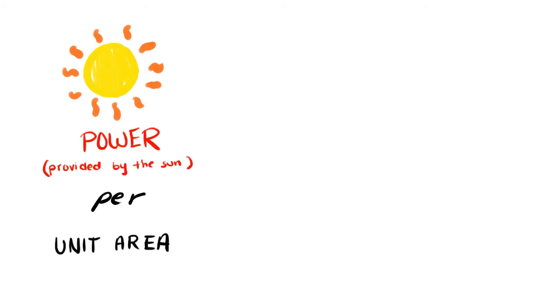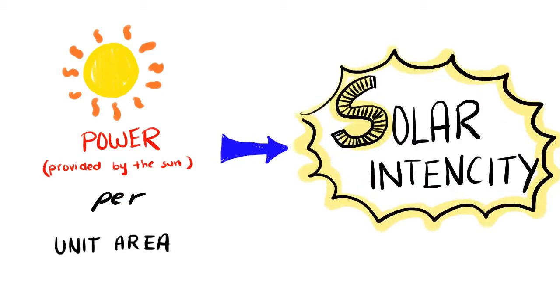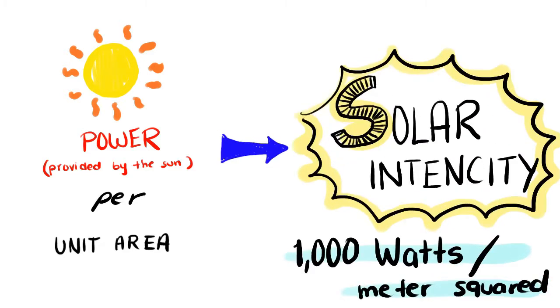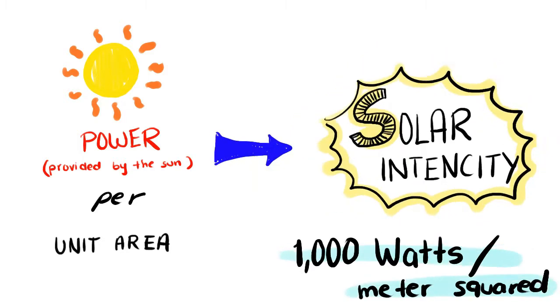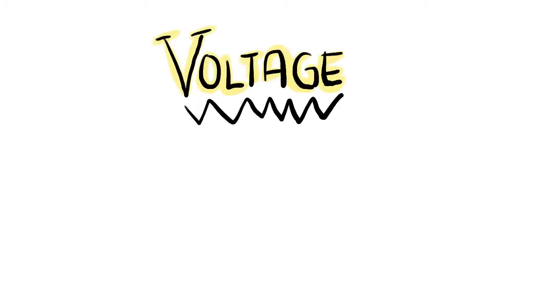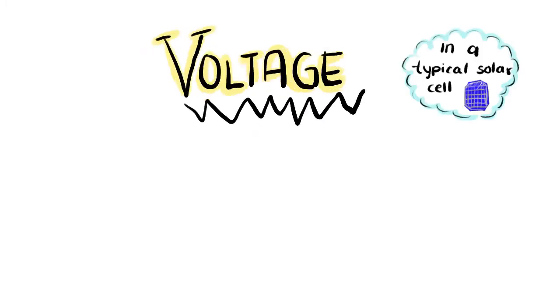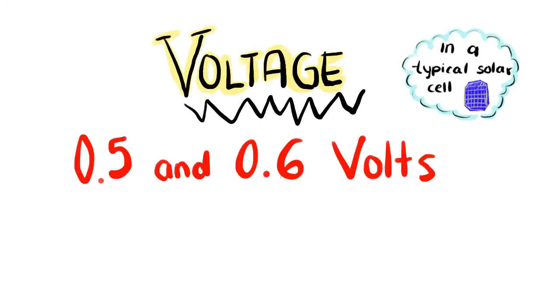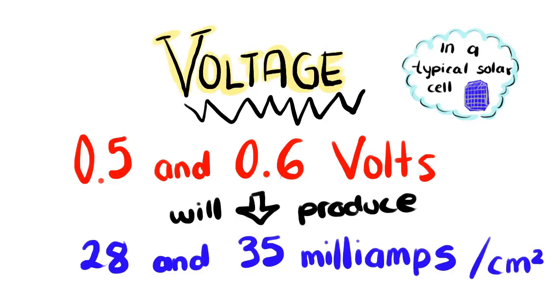The power provided by the sun per unit area, known as solar intensity, is approximately 1000 watts per meter squared. As the power of a solar cell depends on the voltage and current generated by its cells individually, voltage in a solar cell will be between 0.5 and 0.6 volts, and they will produce a current between 28 and 35 milliamps per square centimeter.